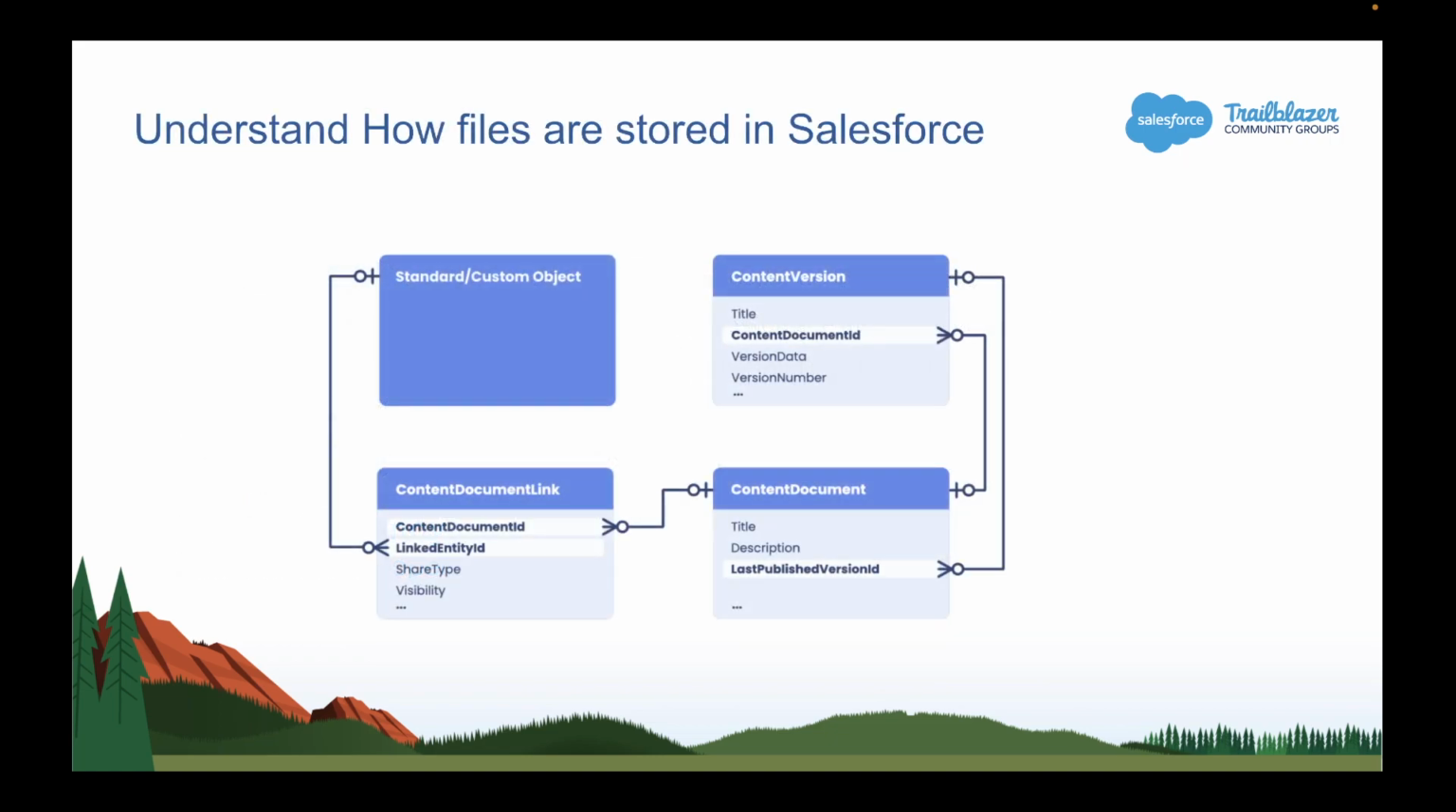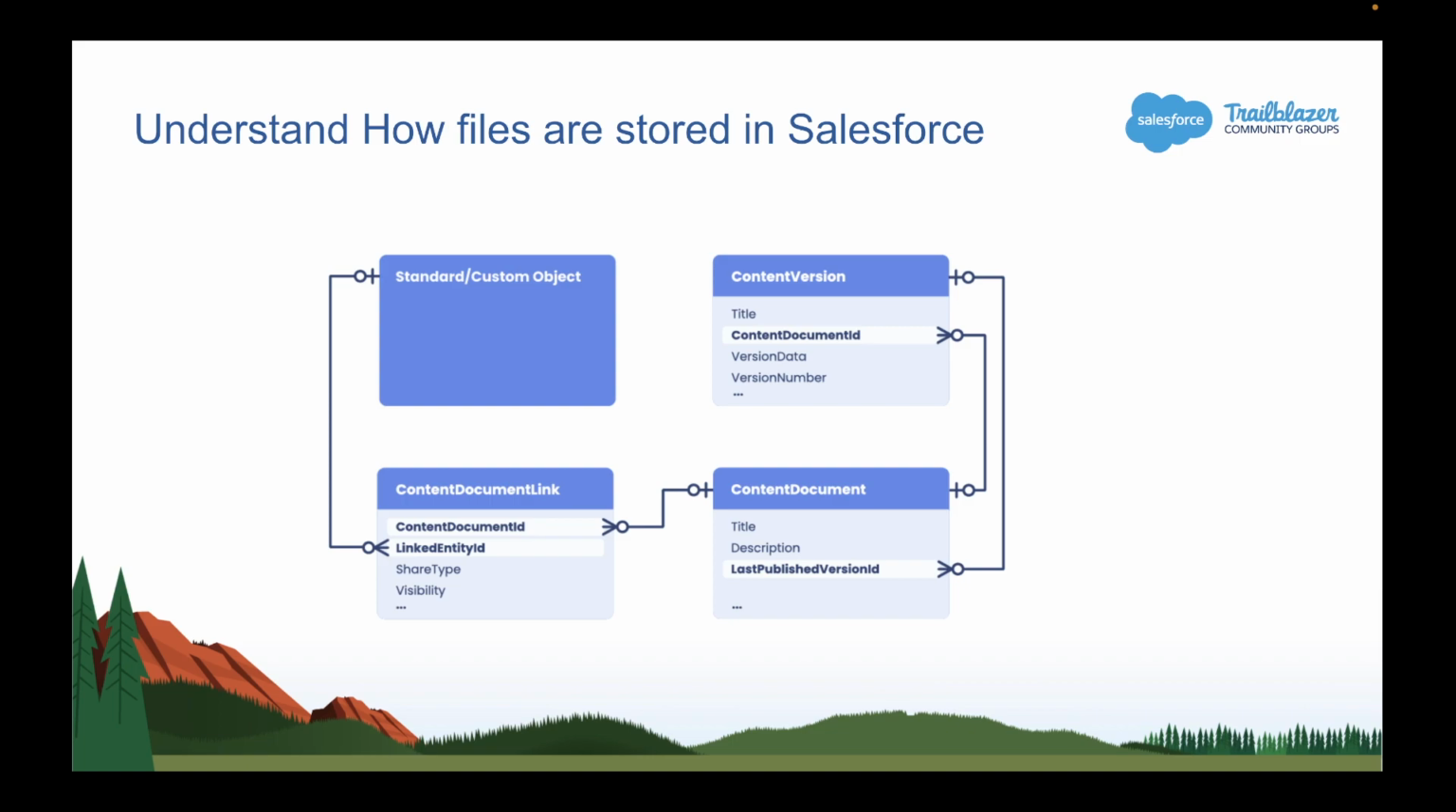Before moving down to Mulesoft Composer, let's first understand how files are stored in Salesforce. If we can see, we have four different types of objects available over here. One is the standard and the custom object which you use to store your business data. The other ones are content version, content document, and content document link.